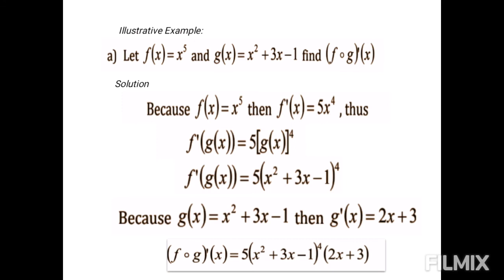It will be equals to 5 times our given g of x, which is the quantity x squared plus 3x minus 1 raised to the 4th power, multiplied to the derivative of g of x, which is the quantity 2x plus 3. So we need to stop on this, and this will be our final answer.